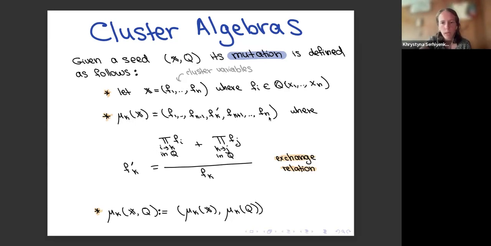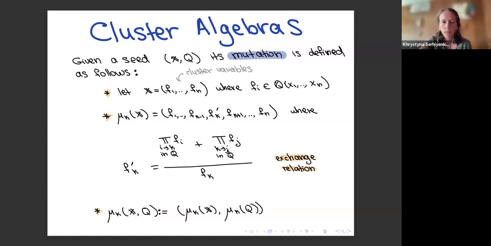All the functions remain the same, the ones that I started with, only the function in position k will change because I'm mutating at vertex k. So everything remains the same, except here I'm going to have fk prime. So I'm just going to give you the formula for fk prime. To compute fk prime, you take the product of all the variables fi for every arrow ending at vertex k in your quiver Q, and then you do the same. You take the product of the variables fj in your cluster for every arrow from k ending at that vertex in the quiver Q.